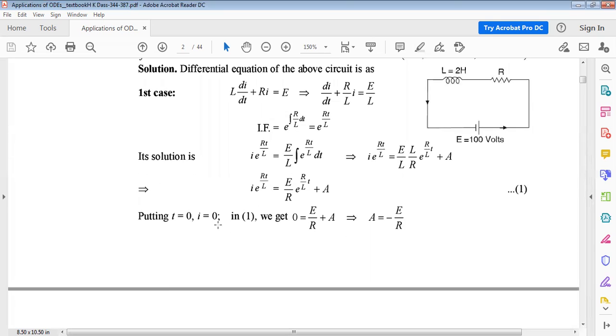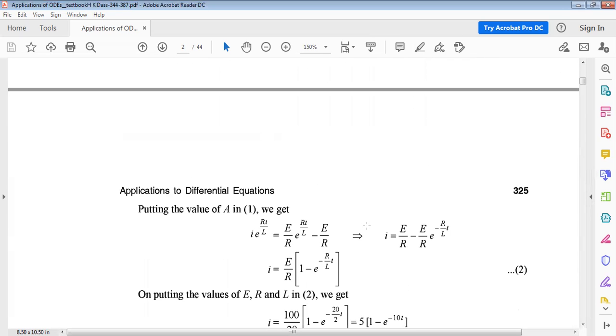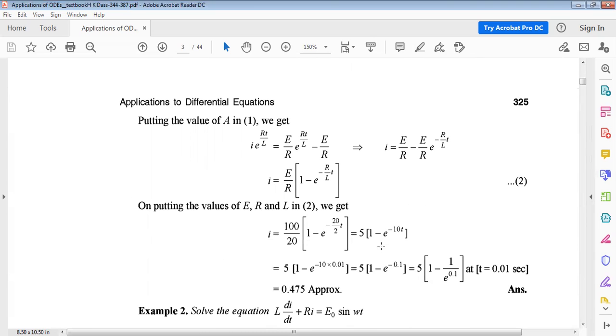Putting t equals 0 and I equals 0, we get A equals minus E by R. So putting the value of A, we get the electric current. Dividing on both sides, this will be cancelled, and we get e to the power minus after division. So the total electric current will be this.